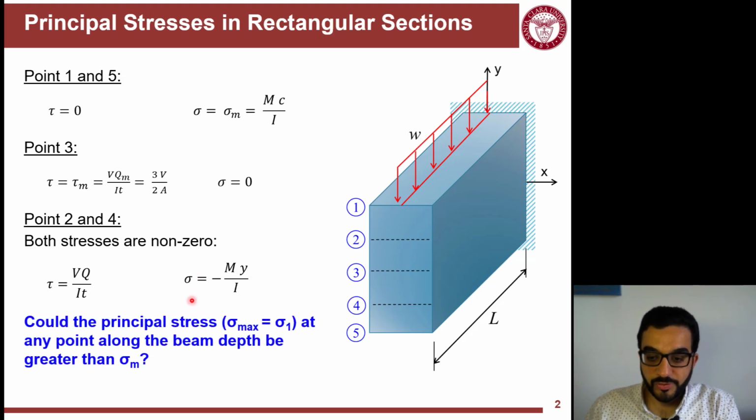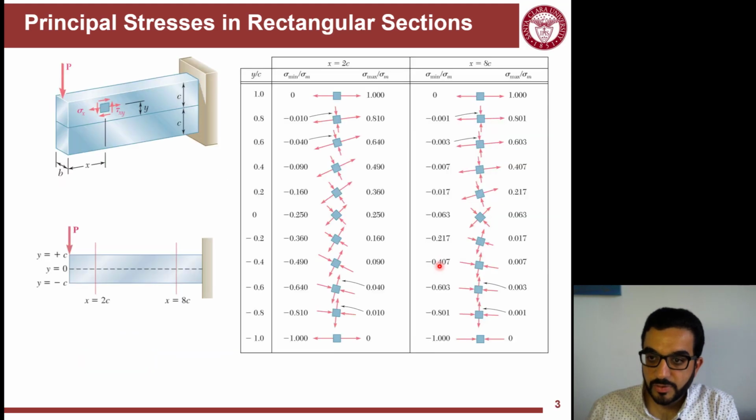The question is, could the principal stress, which we call here sigma max or sigma 1, at any point along the depth of the beam be greater than sigma m? Sigma decreases over the depth of the beam. So the maximum happens at the extreme points, top and bottom. It decreases from here to the neutral axis, where it completely goes to 0. But while it decreases, tau increases. So the question is, while tau increases, we will see in Mohr circle that sigma and tau would result in maximum principal stress. Would this maximum principal stress be more than the maximum flexural stress?